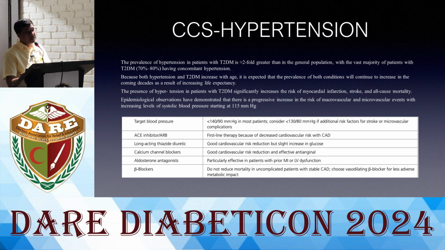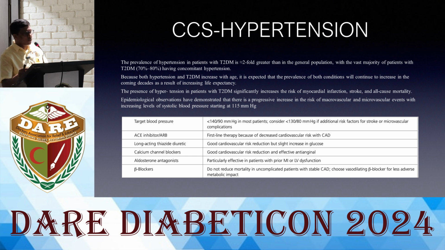The first line would be ACE inhibitors and ARBs. Similarly, long-acting thiazide diuretics are also very good. Calcium channel blockers are good, but we should also remember that calcium channel blockers should be used sparingly when there is LV dysfunction. Aldosterone antagonists are useful, especially when you have some amount of LV dysfunction, because they have modulatory effects.